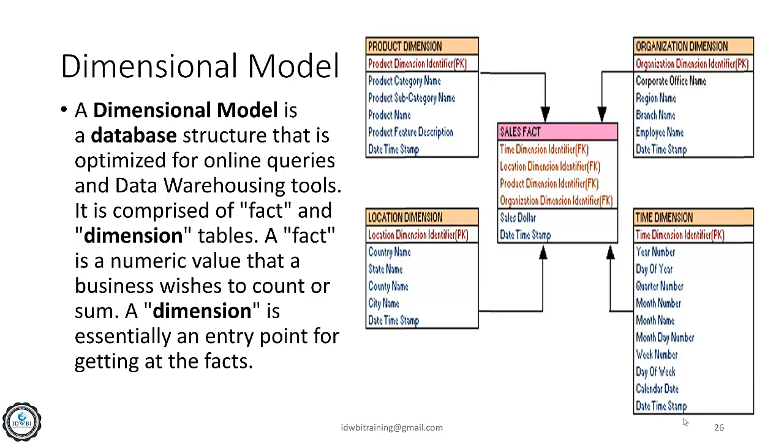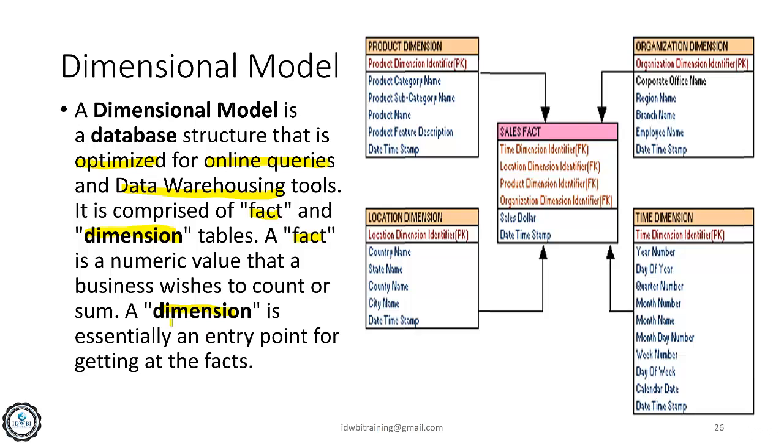So what is a basic definition of a dimensional model? A dimensional model is a database structure that is optimized for online queries, especially for data warehouses. It is comprised of entities called facts and dimensions. We'll talk in more detail about facts and dimensions, but a quick overview is that a fact is a numeric value with which something can be measured, for example, the total sales, total profits, total loss, etc. However, a dimension is the reference data or the descriptive data to the fact table.